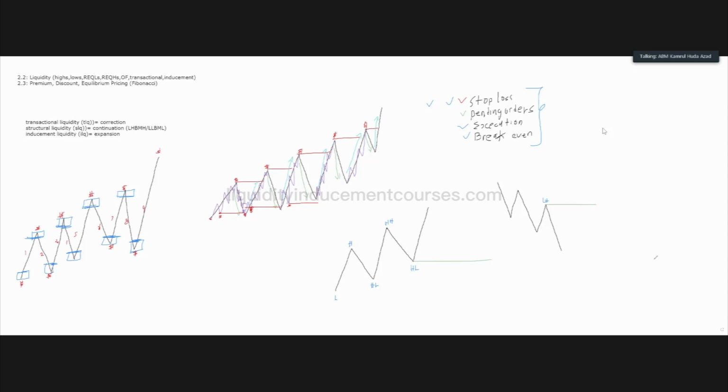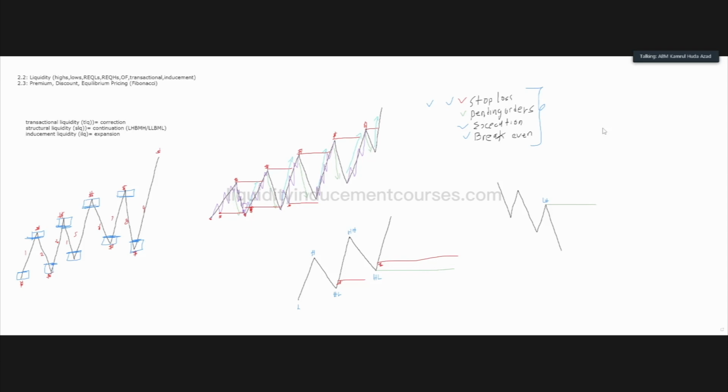Now, we mentioned that inducement liquidity is the liquidity for what? Expansion. But what does that even mean, though? You see, when you look at this market, for example, you would agree that there is liquidity here. Am I correct? That's structural liquidity, isn't it? Mm-hmm.